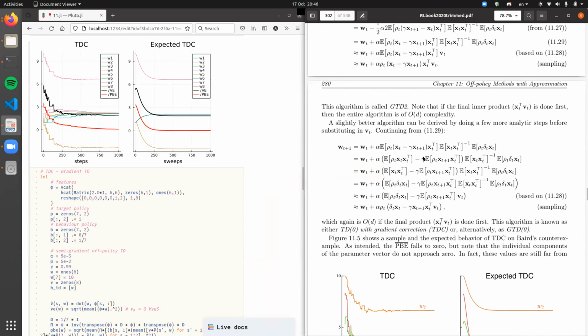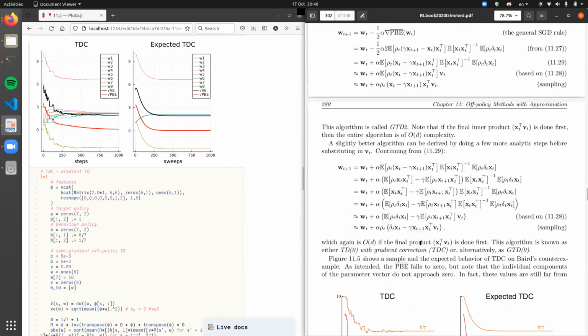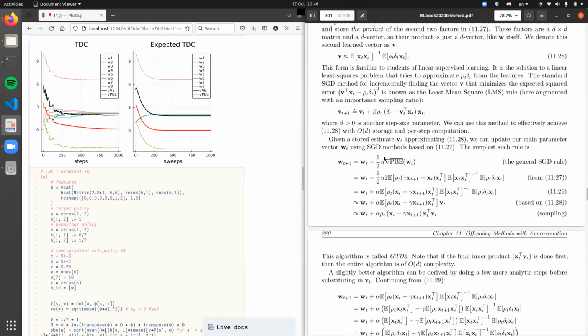This last update rule will be what is known as the TD with gradient correction. So it's called TDC or GTD0. And the previous one is known as GTD2, I believe.